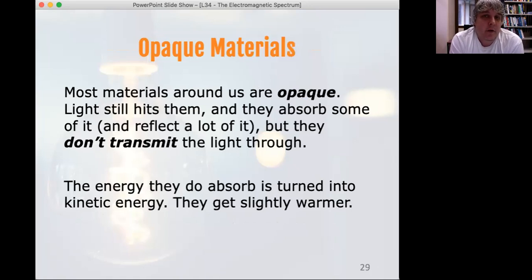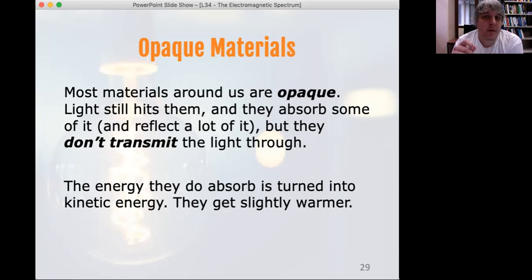Opaque materials, so we've got the idea of transparent materials. Transparent lets light through. Opaque means no light can get through, not transparent. That's all opaque means. Most materials around us are opaque. Most materials we can't see through. Light still hits them. They still absorb some of it and reflect a bunch of it. How much they absorb and reflect depends on the properties of the material again, but they don't transmit light through.